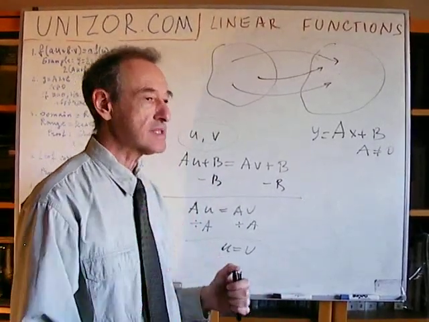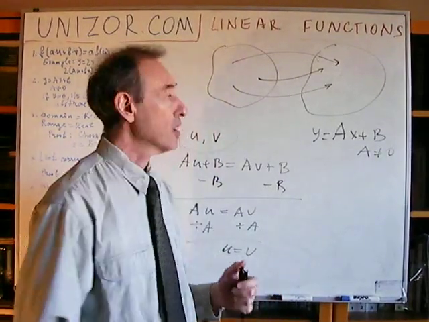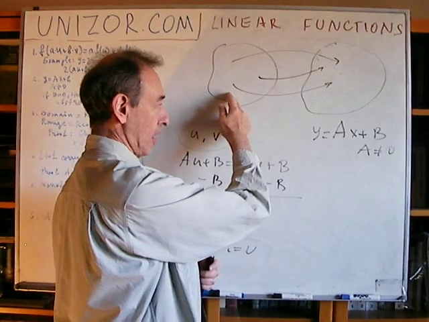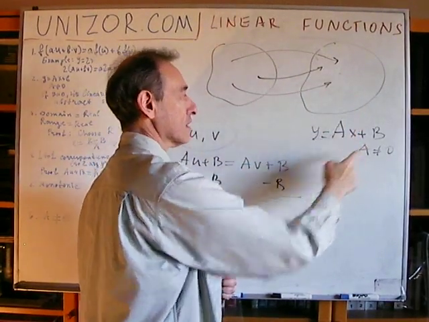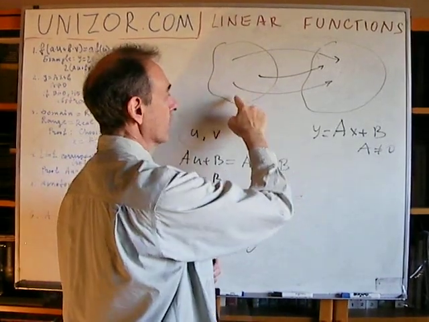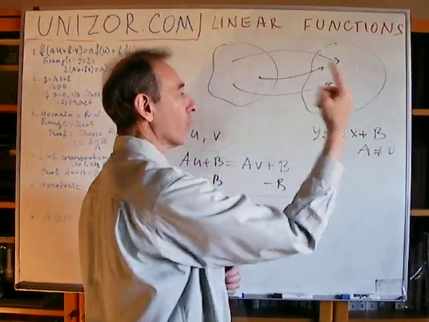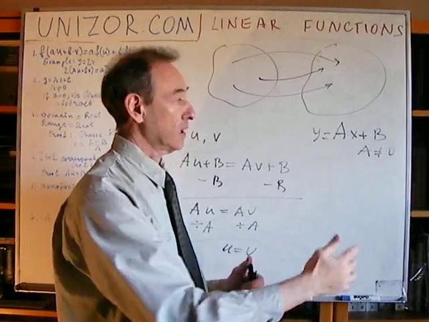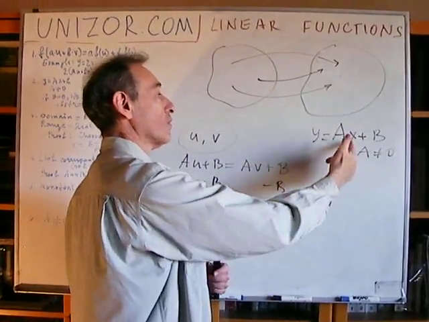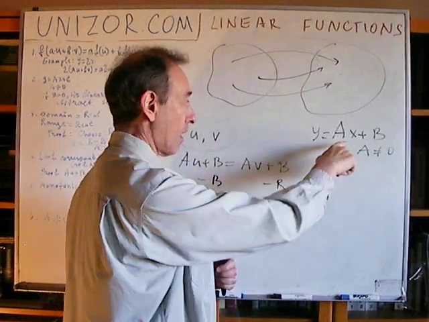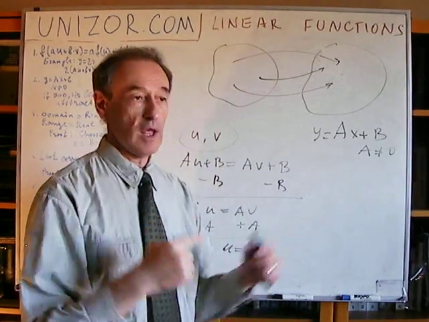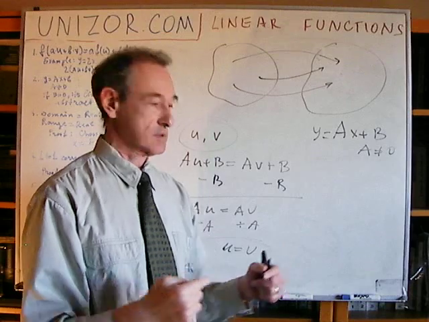Which means we can establish the one-to-one correspondence between the set of real numbers and itself, the same set of real numbers, using this function. For every real number argument, there is one and only one value. For every value, there is one and only one argument, which can be used as an argument to this function to get that value. This is a one-to-one correspondence.